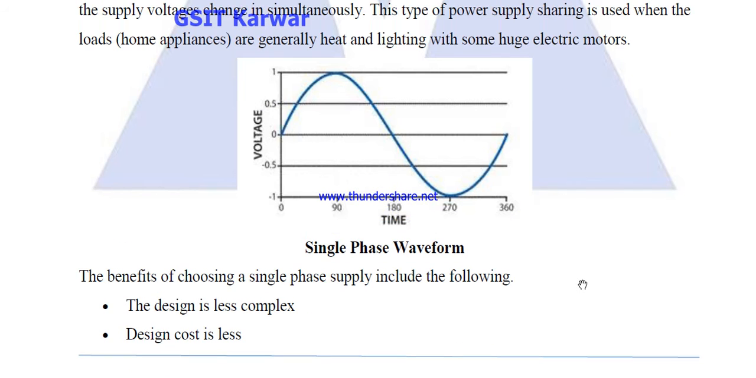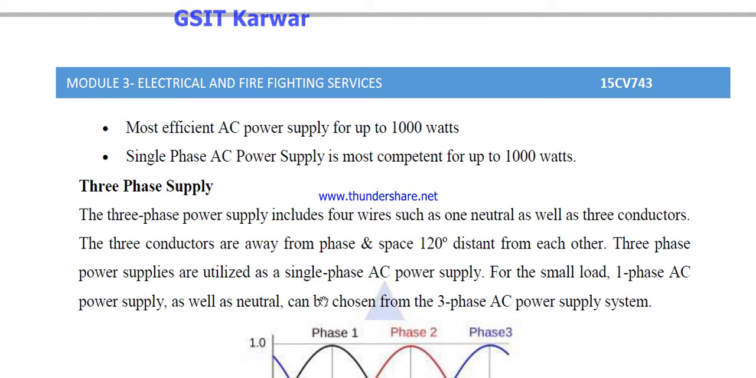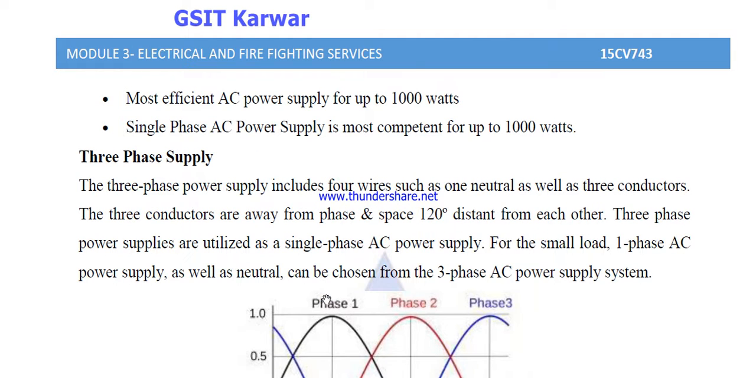Next, what are the benefits of choosing a single phase supply? They include the following. The design is less complex and the design cost is less. It is the most efficient AC power supply for up to 1000 watts. Single phase AC power supply is most competent for up to 1000 watts.